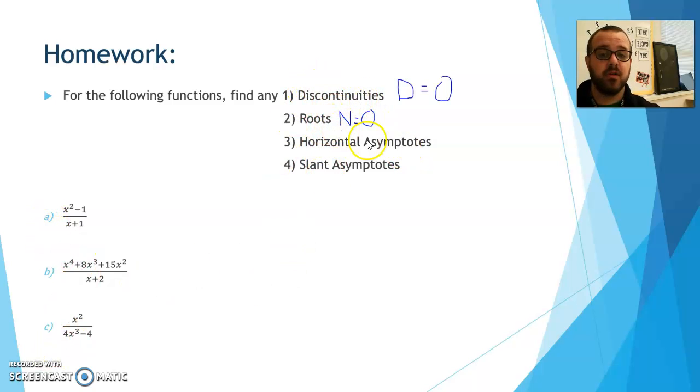Find the discontinuities, the roots, and then really these last 2 are kind of one thing. Find the end behavior. Does it have a horizontal asymptote, slant asymptote? Neither? Okay?